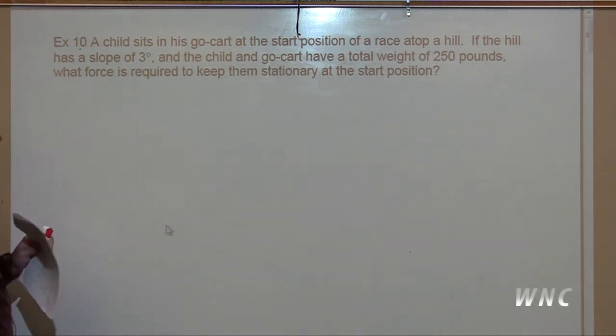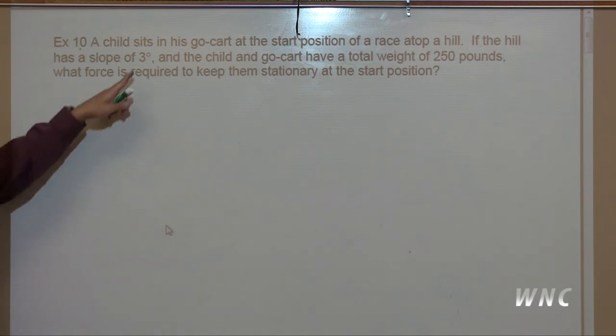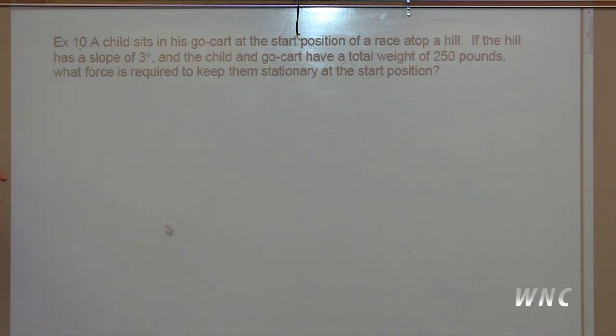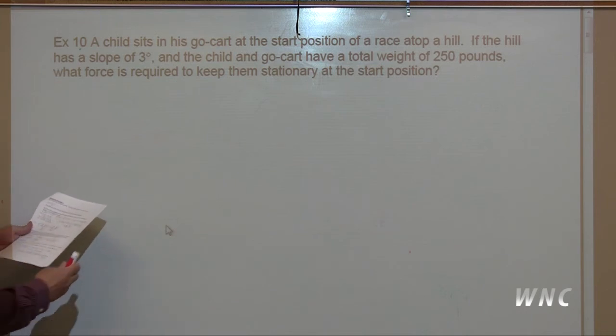Sits in his go-kart at the start of the position of a race at the top of a hill. If the hill is a slope of 3 degrees, we do more than that. We do more like have a ramp, and it's more like a 40-degree angle. Then the hill maybe have a 30-degree slope. And the child and go-kart have a total weight of 250 pounds. What force is required to keep them stationary at the start position?